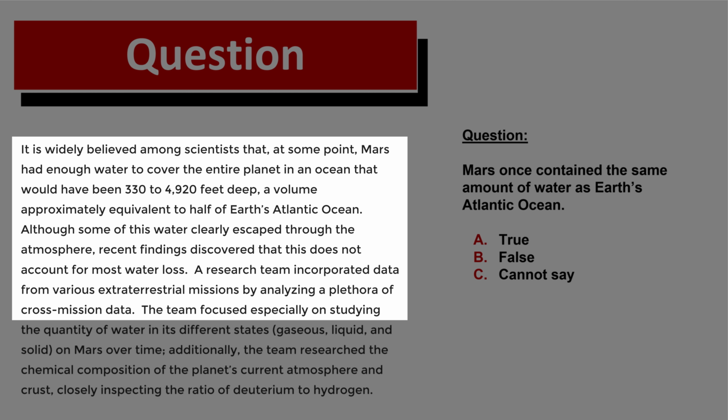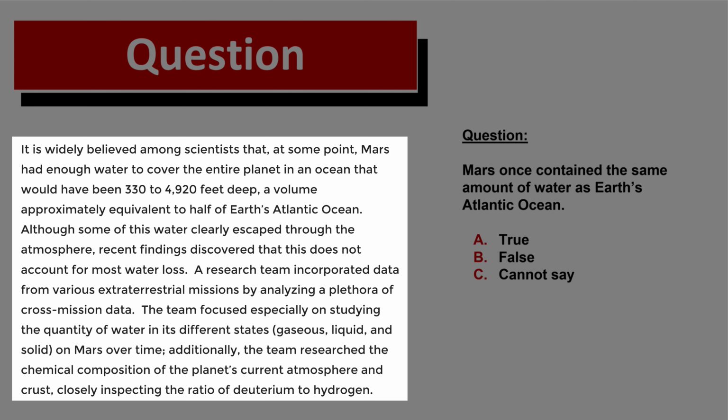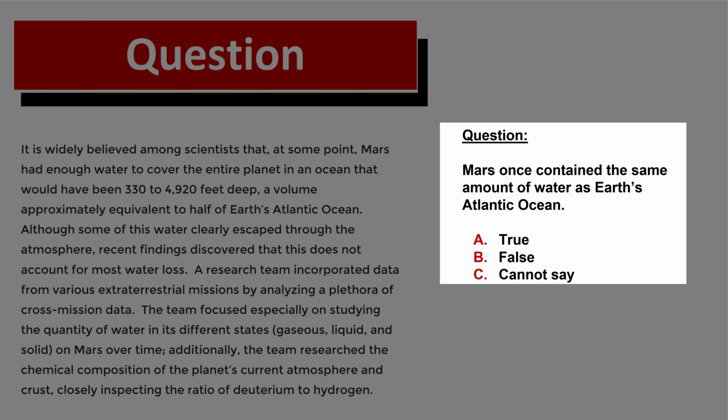The team focused especially on studying the quantity of water in its different states, gaseous, liquid, and solid, on Mars over time. Additionally, the team researched the chemical composition of the planet's current atmosphere and crust, closely inspecting the ratio of deuterium to hydrogen. So here's the question based on the passage. Mars once contained the same amount of water as Earth's Atlantic Ocean, and you need to determine choice A, if this is true, choice B, if this is false, or choice C, if you cannot say.